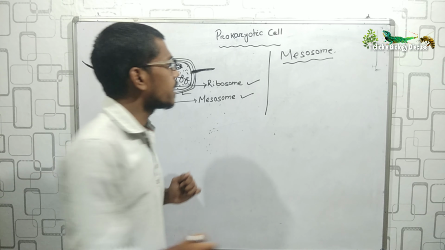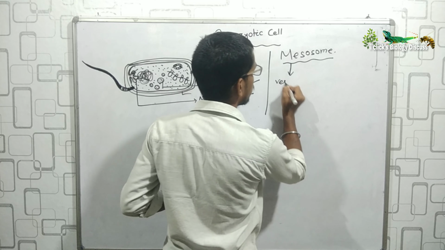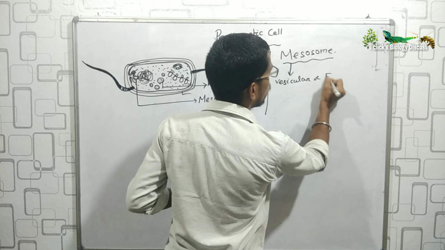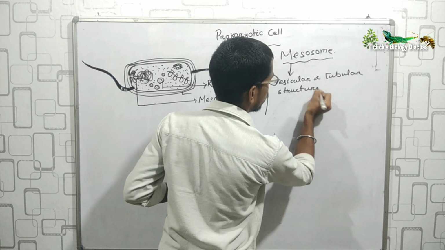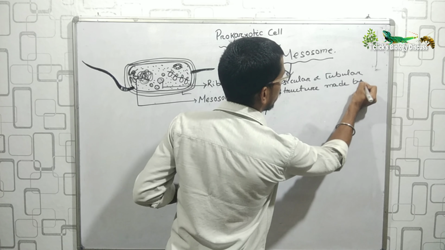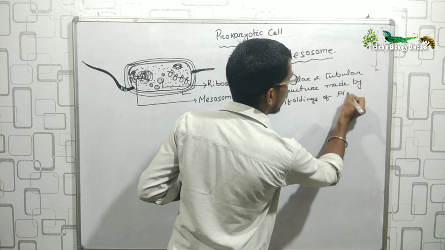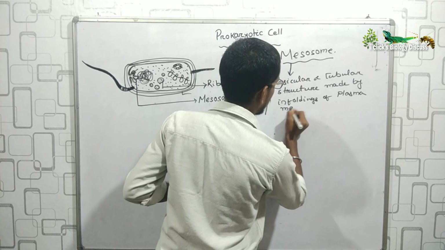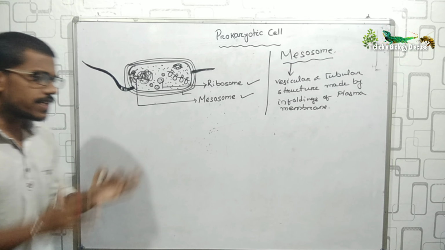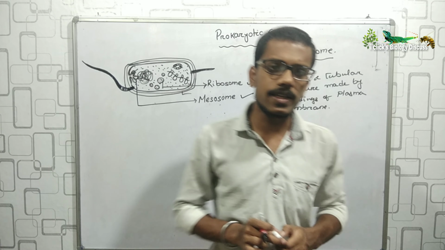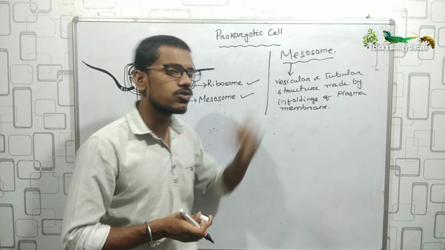Let me first write this. Mesosome: these are the vesicular and tubular structures made by infoldings of the plasma membrane. So in some prokaryotic cells like bacteria, there is presence of this type of infolding. But in eukaryotic cells, the mesosome is absent.